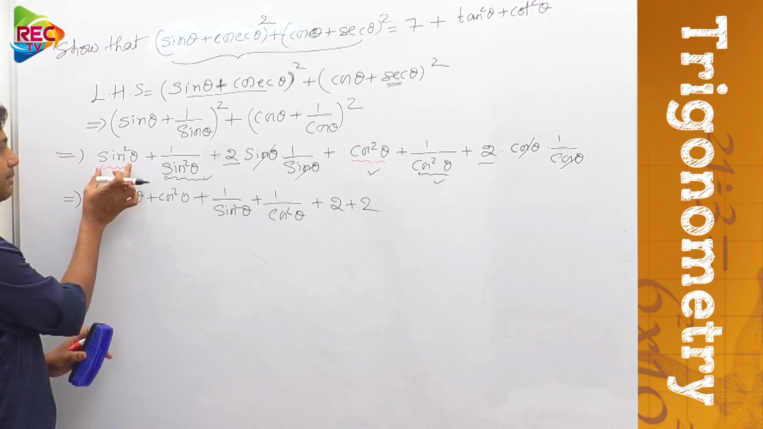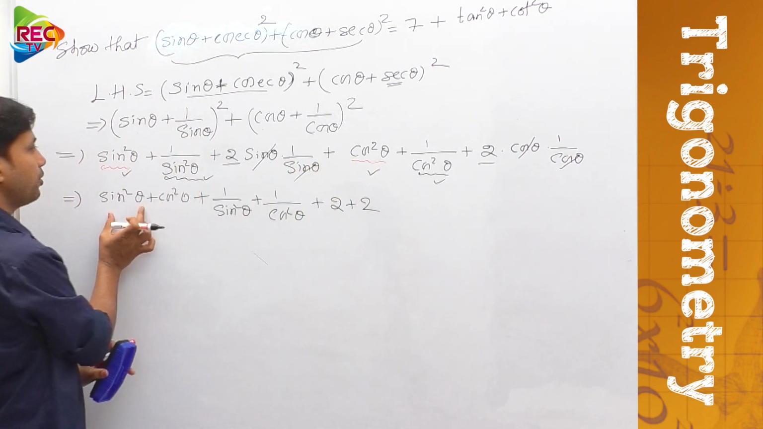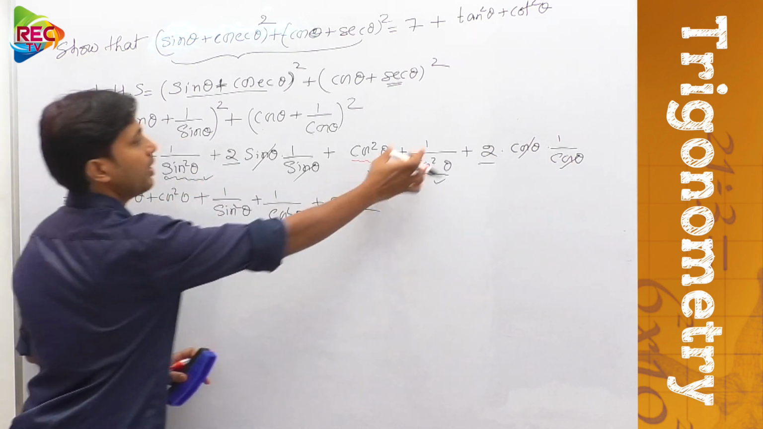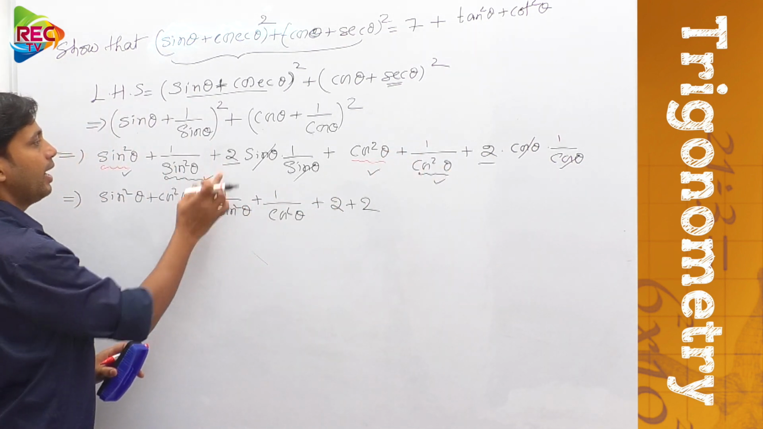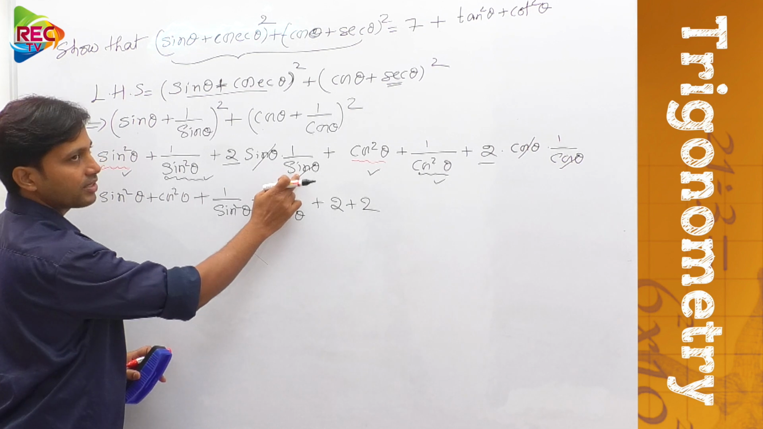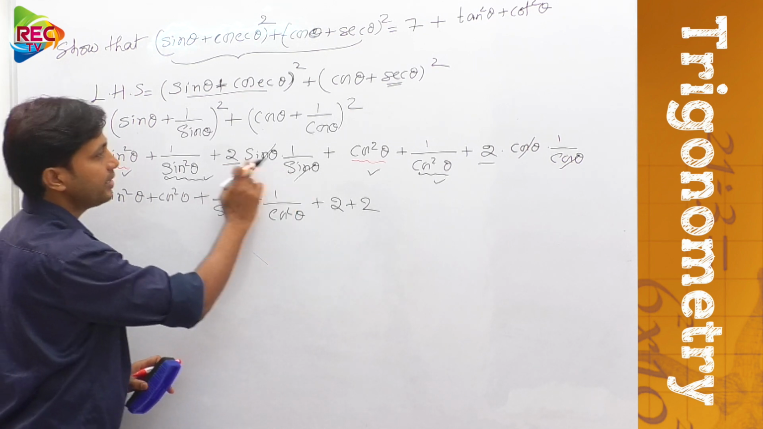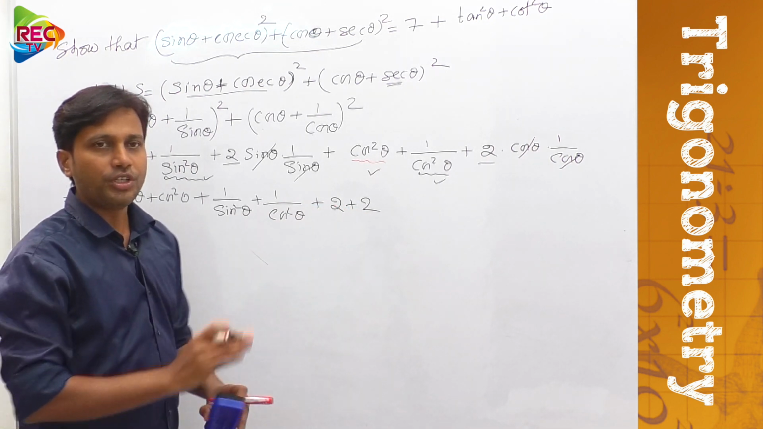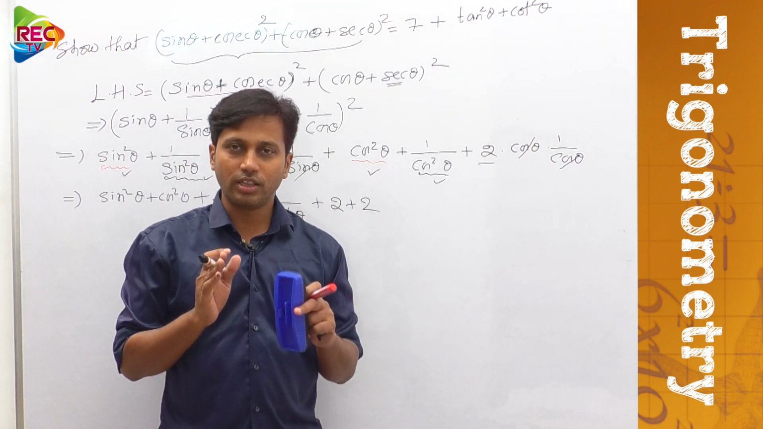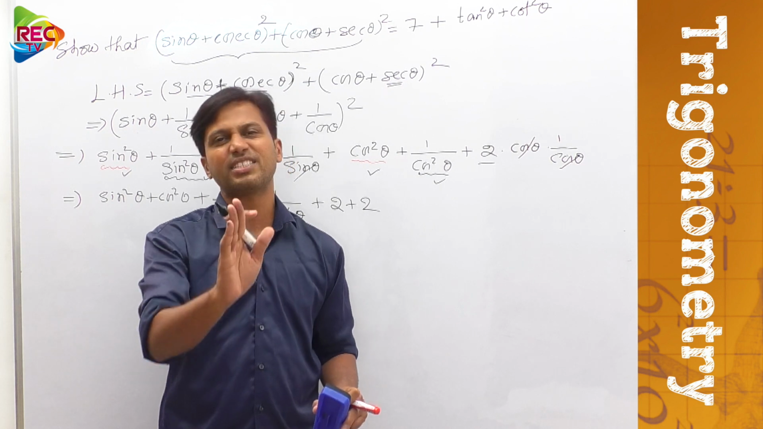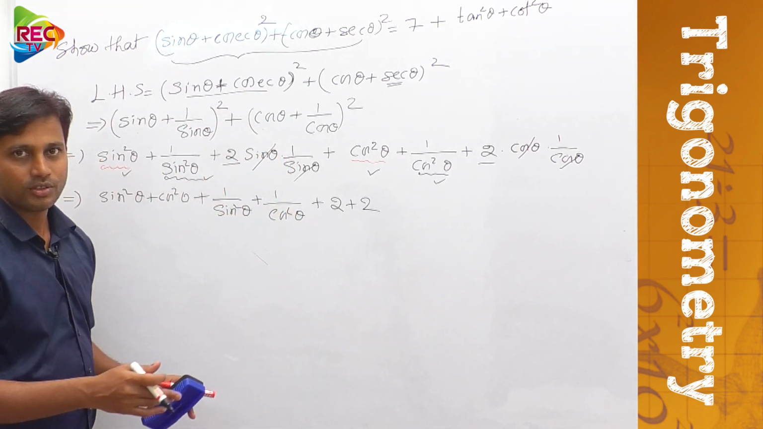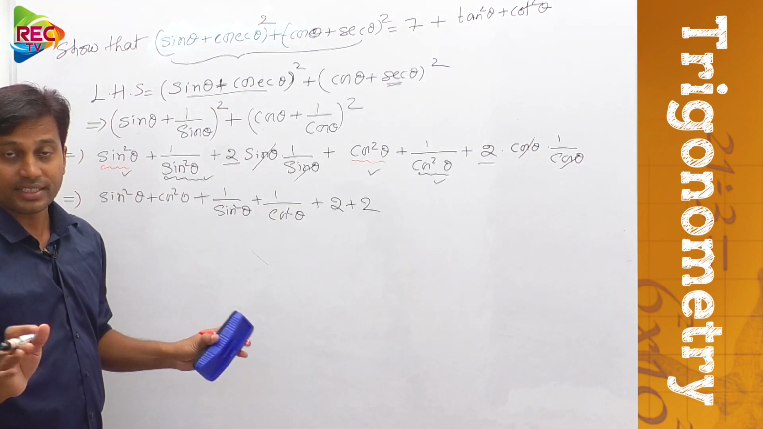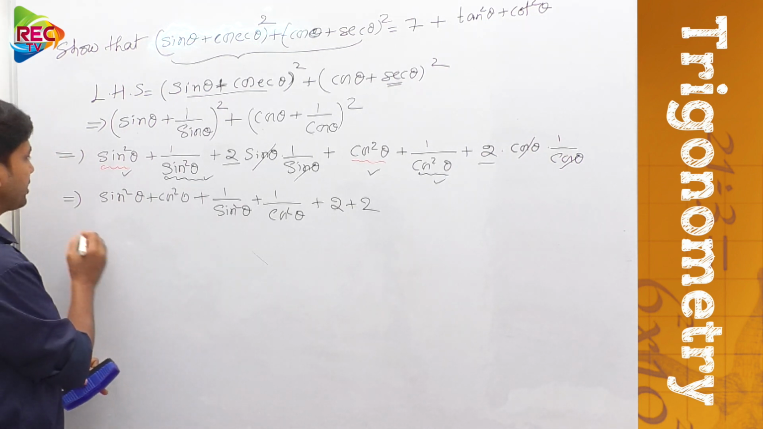So see here once again I am telling you, sin square theta plus cos square theta I wrote here, and 1 by sin square theta plus 1 by cos square theta I wrote here, and 2 into sin theta into 1 by sin theta cancelled together. Now 2 is here and 2 is here also. So now we wrote these two 2's, and you don't need to get confused because all the terms are connected together with the plus symbol. So all are pluses, so no need to be confused about this, right? Is it clear for you guys or not? Let us do the next step.